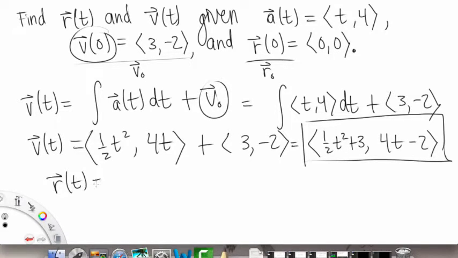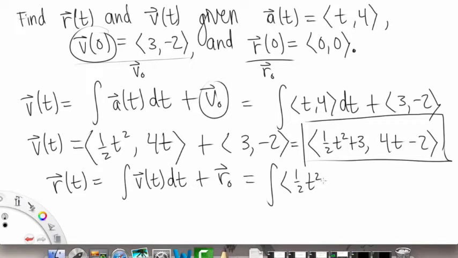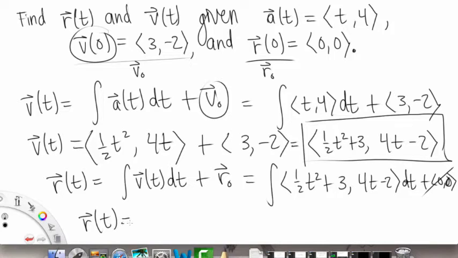the position vector. Okay, so this is going to be the indefinite integral of v of t dt plus r naught. Okay, so here we're going to integrate what we just found. So we have <1/2 t squared plus 3, 4t minus 2> dt, of course, and then plus this <0, 0>. So at the end, we're basically going to be adding nothing, so we can just ignore that for now, or forever from this point on for this problem.